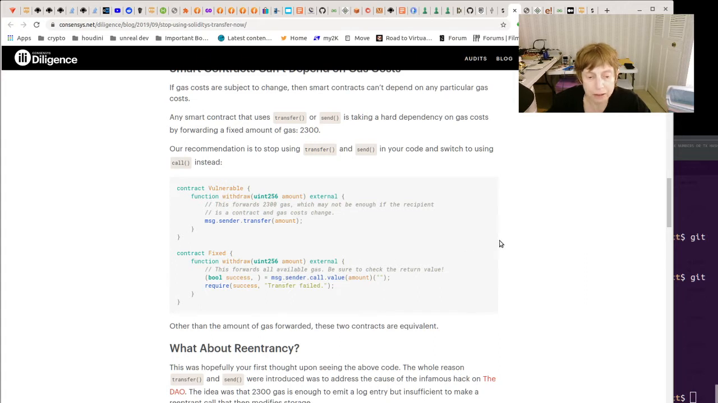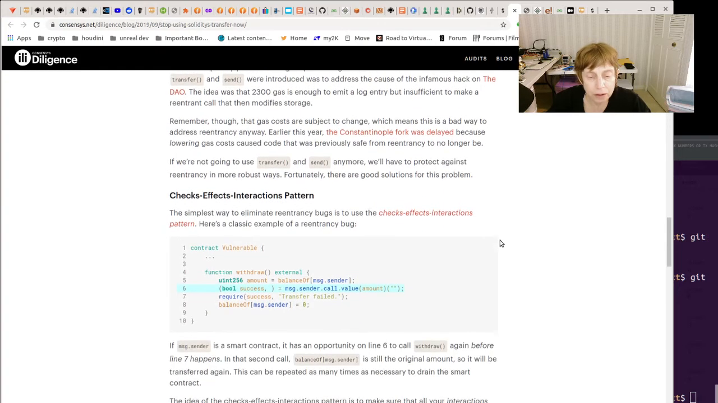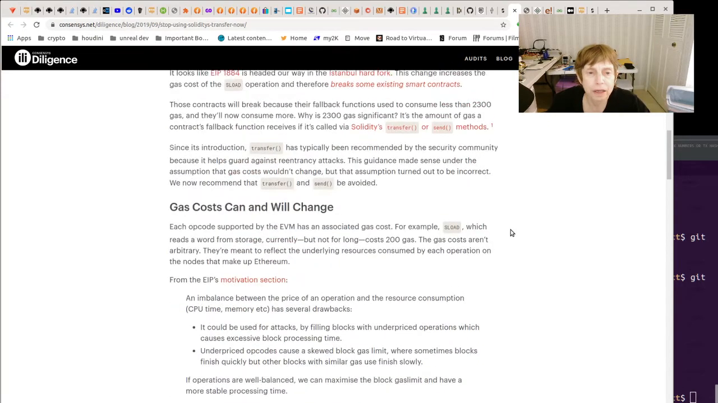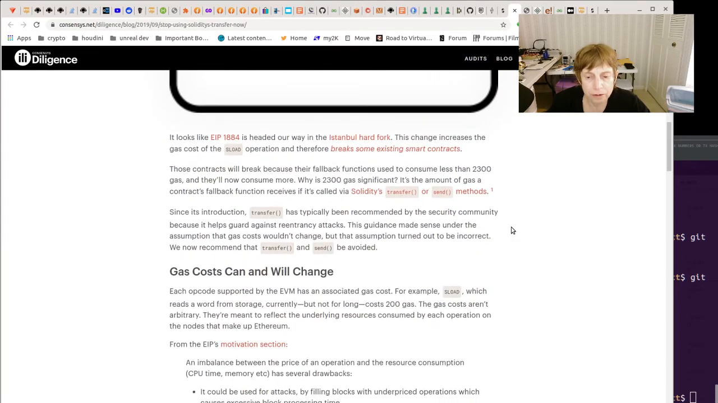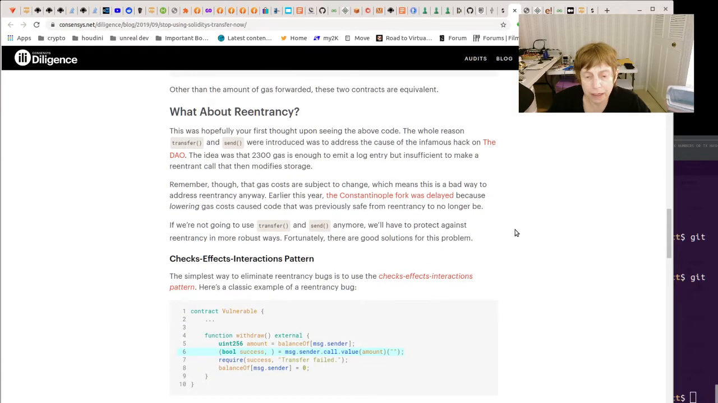The big issue is, again, the cost of gas changing. Now, one thing about send and transfer that they discuss here is they were created because they guard against reentry attacks. So you need to be able to handle that in your call, if you're using call.